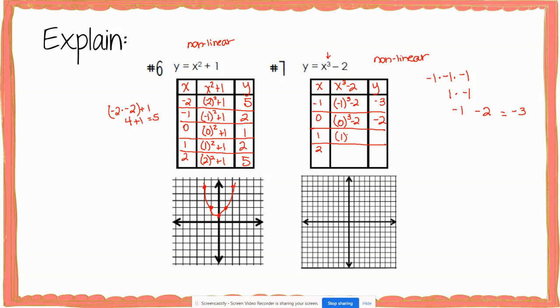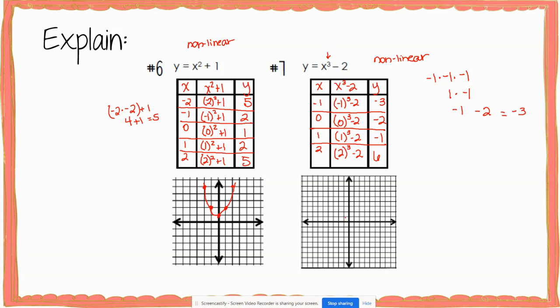Then we have 1 to the third power -2. Well, 1 times 1 times 1 is just 1, and 1 minus 2 is -1. Then we have 2 to the third power minus 2. Well, 2 to the third power means 2 times 2 times 2, which is 8. And then 8 minus 2 gives us 6. So if we plot this, let's look at what happens.